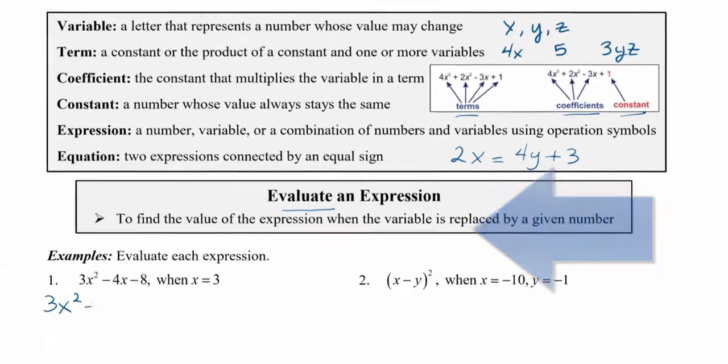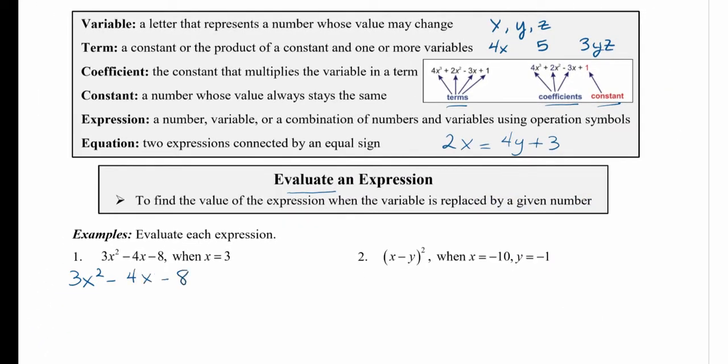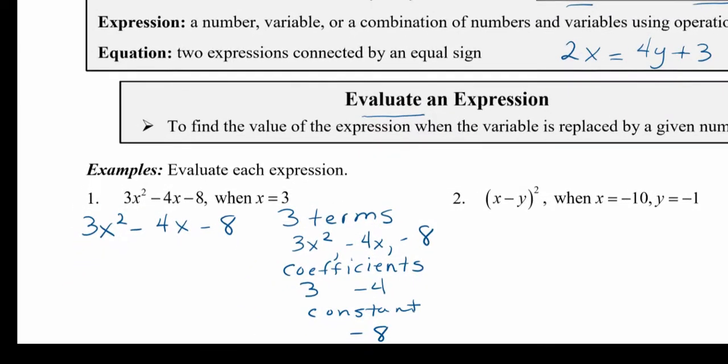So, for example, in this first problem, we have this expression, 3x squared minus 4x minus 8. And this expression has 3 terms. What are they? Well, 3x squared is a term. The -4x is a term, and the -8 is a term. In these terms, we have coefficients, right? So the coefficient of the first term is the number 3, and the coefficient of the second term is the number -4. The -8 is our constant.